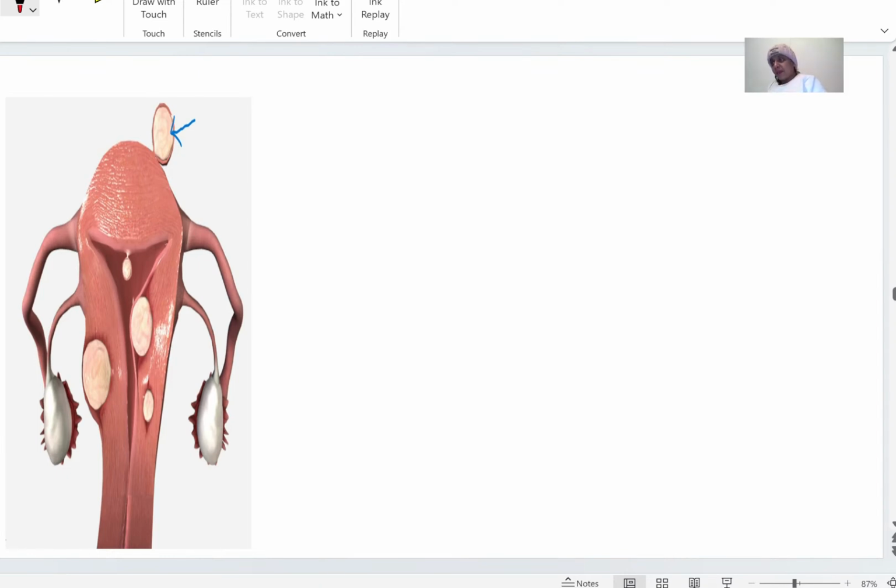What is this arrow wala fibroid? Yes, there is uterus enlargement. Very good. Okay, what is this arrow wala fibroid? Serosal. What are these fibroids? The red arrow fibroid.